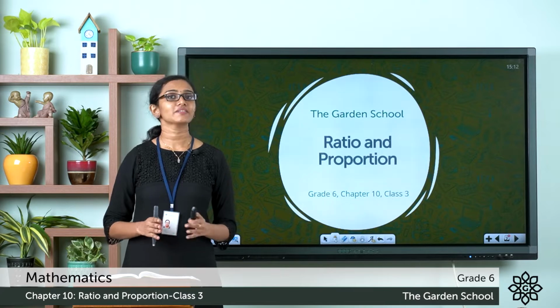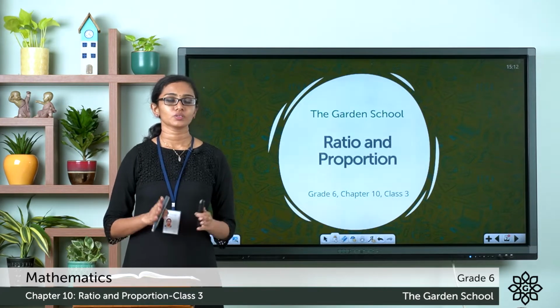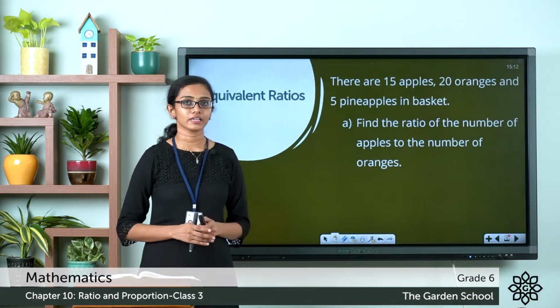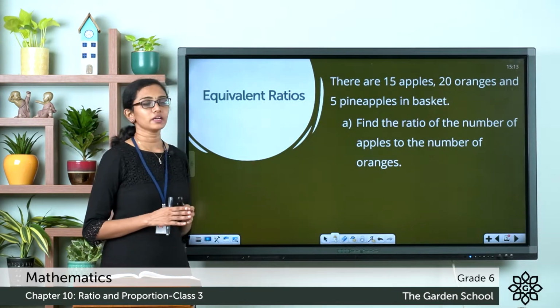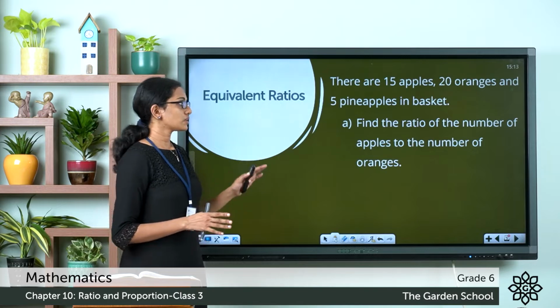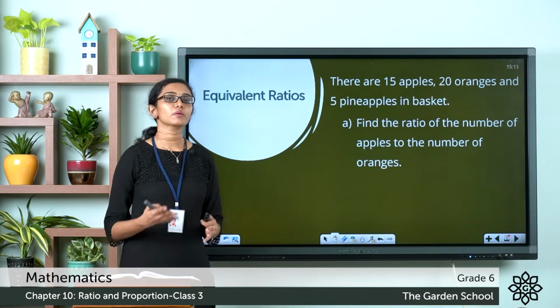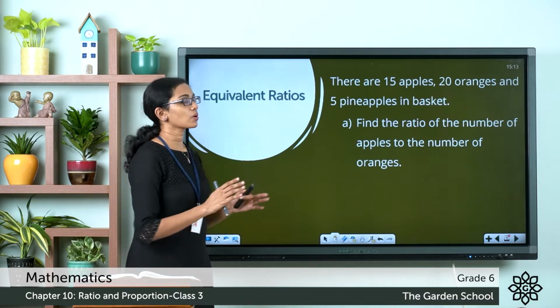Let's learn about equivalent ratios today. So first, look at the example given here. There are 15 apples, 20 oranges and 5 pineapples in a basket. We have to find the ratio of the number of apples to the number of oranges.